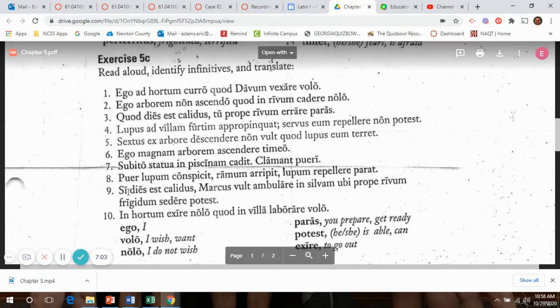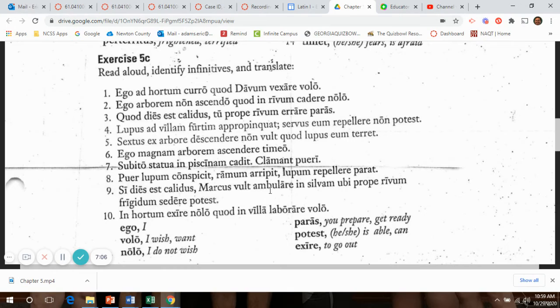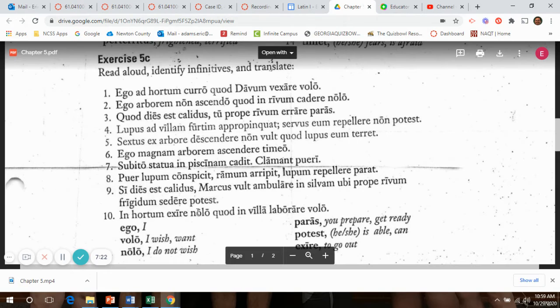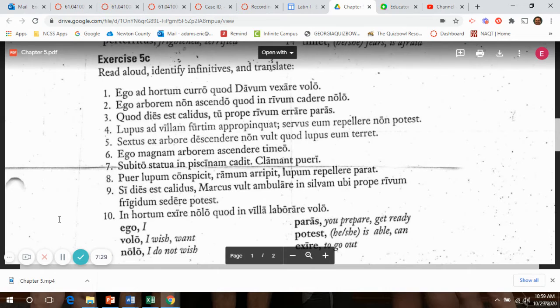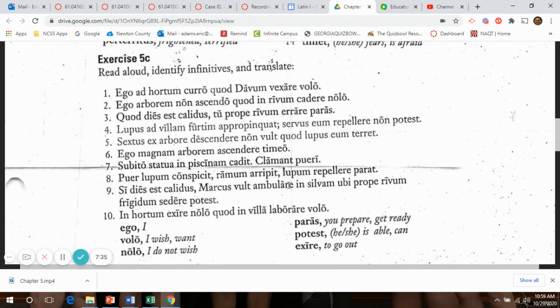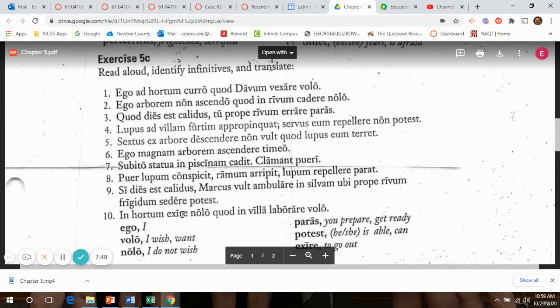Number 9, if the day is warm, Marcus wants ambulare. When we say Marcus wants, what does he want? Well, here the infinitive completes the meaning of that finite verb. Remember, finite verbs have a subject. To walk into the forest, in plus an accusative, into, ubi, where he is able, potest, and again, another infinitive, sedere, to sit, prope rivum frigidum, near the cold stream. Again, the infinitive is recognized by a long are, like ambulare, by a long ere, like sedere, a short ere, like in number 6, ascendere, and then also a long ire, which you can see down here with the new word, exire, in number 10.